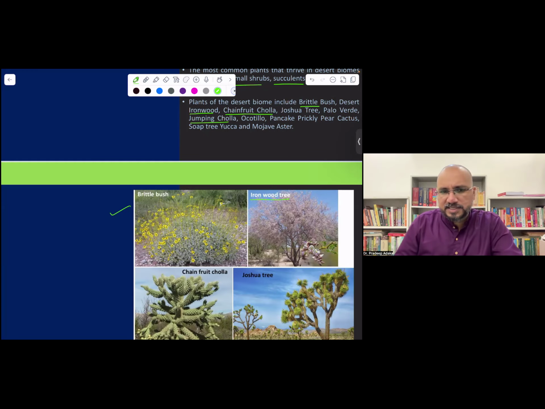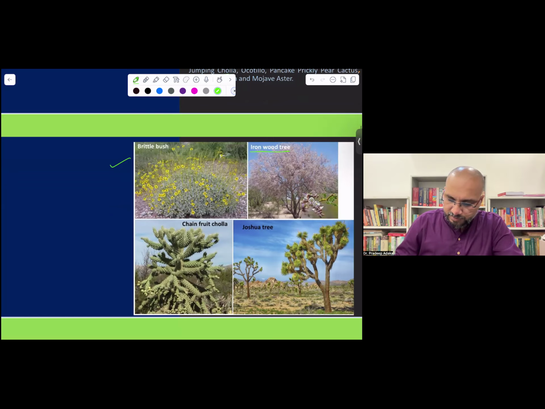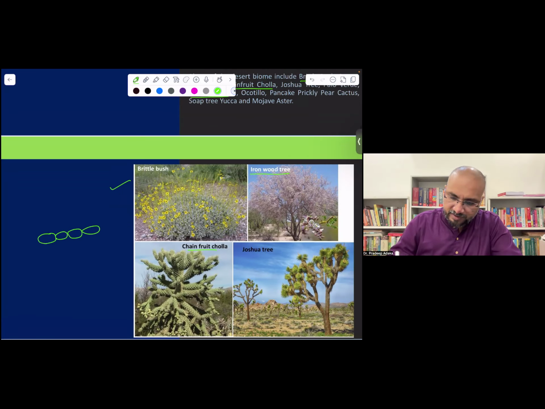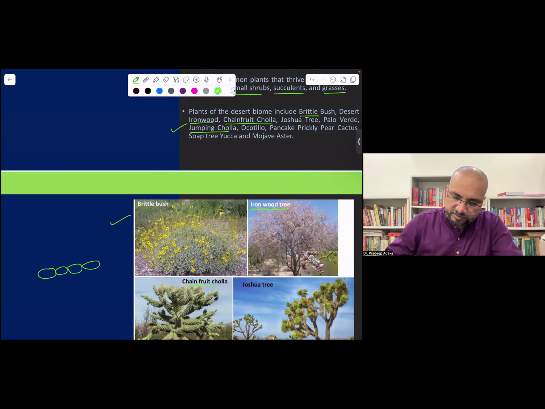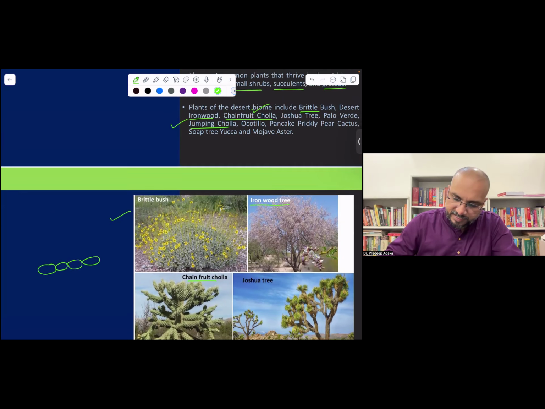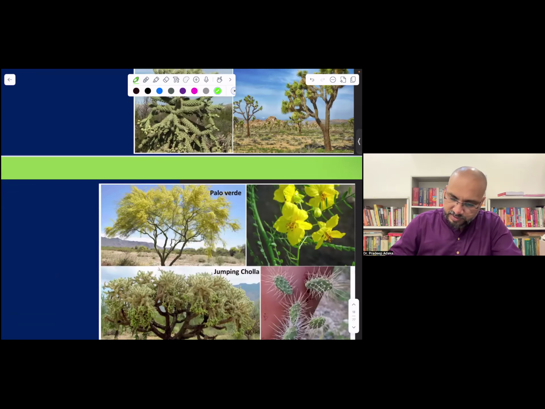So cholla is basically a cylindrical cactus. Chain fruit cholla, because they look like a chain, where one fruit grows on the tip of another, so they look like a chain. That is why they are called chain fruit cholla. And you also have jumping cholla. Chain fruit cholla and jumping cholla are cylindrical cacti. So this is your jumping cholla.